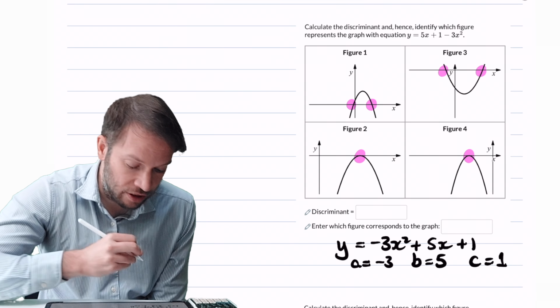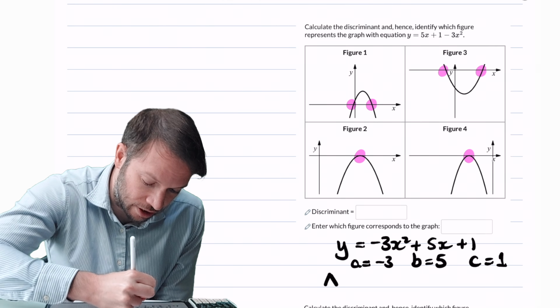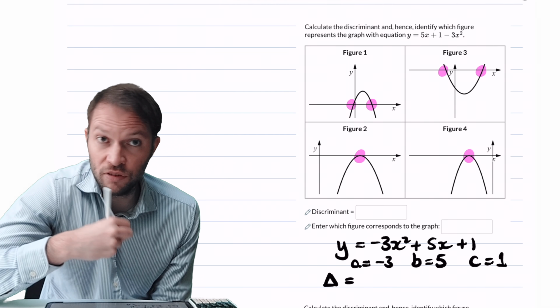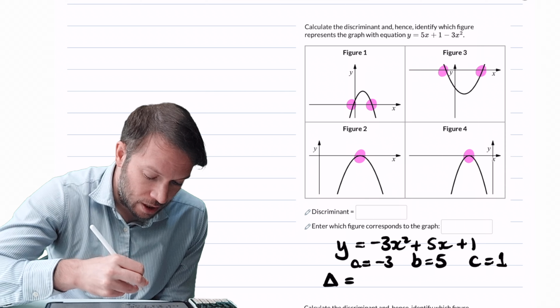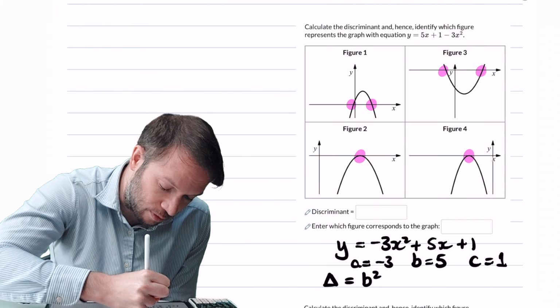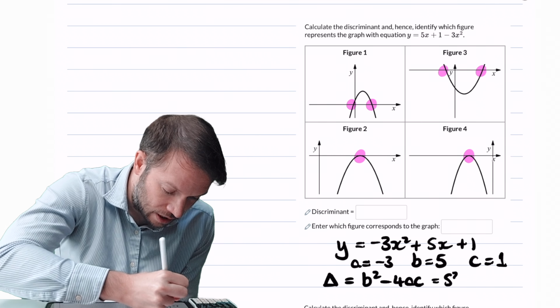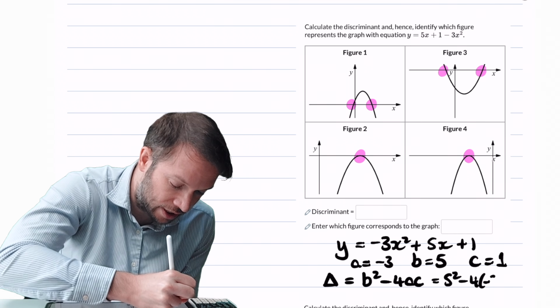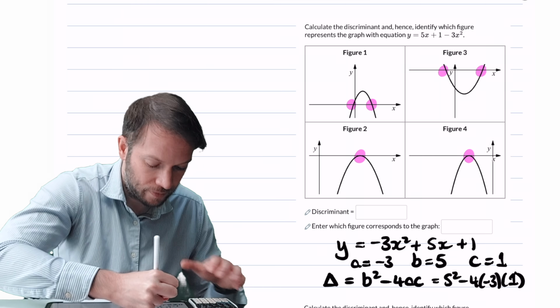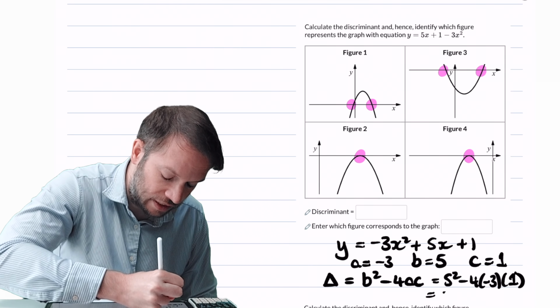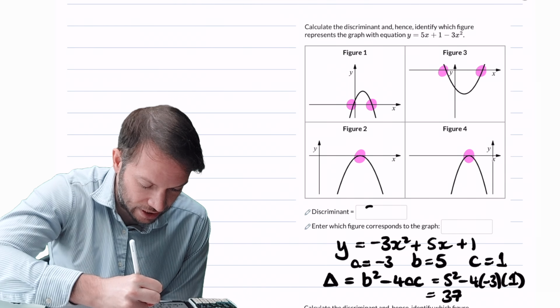And do you remember how we work out the discriminant, which you sometimes see written as a Greek letter delta? It looks like a triangle, but it means discriminant. We work out the discriminant using b squared minus 4ac. Now, if we do 5 squared minus 4 times minus 3 times 1, that gives you 37. So let's put the discriminant here.